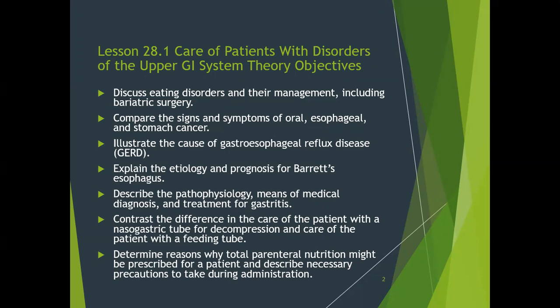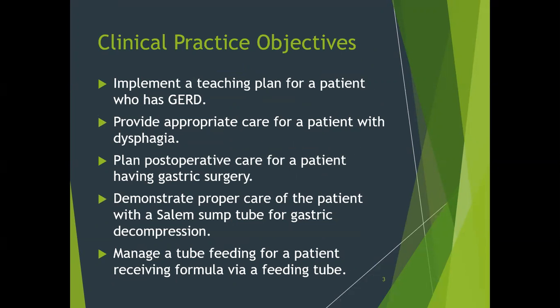Contrast the difference in the care of the patient with a nasogastric tube for decompression and the care of the patient with a feeding tube. Determine reasons why total parenteral nutrition might be prescribed for a patient and describe necessary precautions to take during administration.